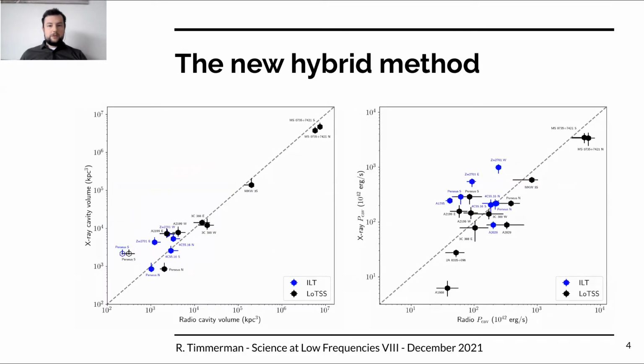So to show you how this method actually performs, we have studied a sample of 14 targets with both the international baselines and the Dutch array, where we use both methods, both the X-ray method and the new hybrid method, to measure the amount of feedback.